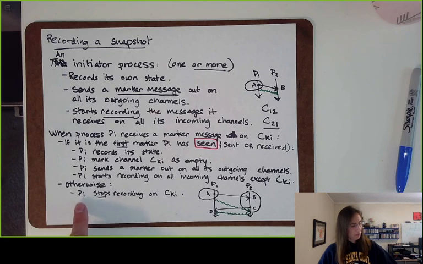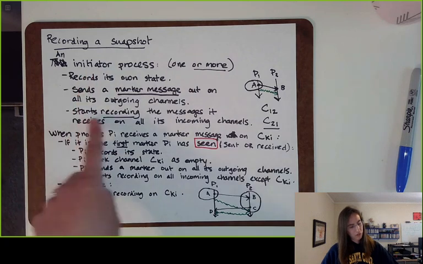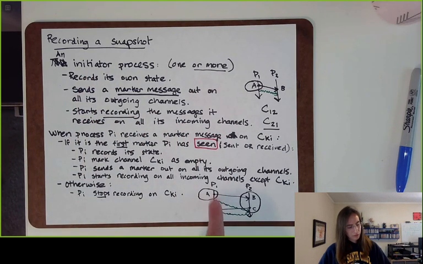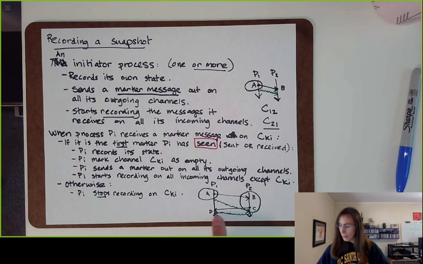And this case says P1 stops recording on C21. So P1 will stop recording on channel C21, which it was recording on from before. That's what the initiator does. It starts recording on its incoming channels. So at this point right here, P1 can stop recording.